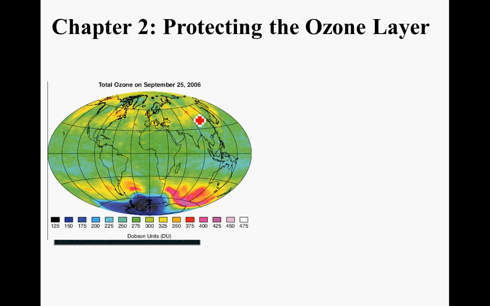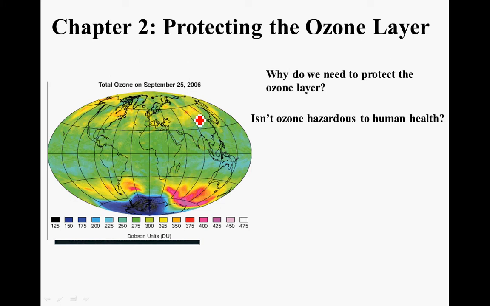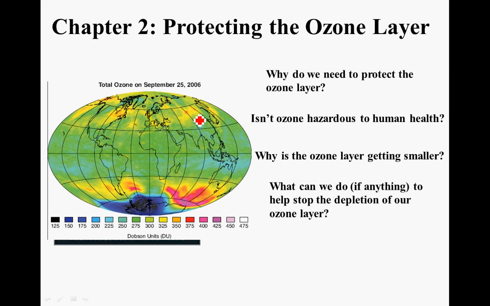We are now moving on to Chapter 2. Chapter 2 is all about the ozone layer. In this one, we're going to learn why we need to protect the ozone layer. We're going to compare and contrast the ozone in the atmosphere and the ozone we actually breathe. And we're going to discuss why the ozone layer is actually getting smaller and the hole is getting bigger. And finally, what we are able to do to help.